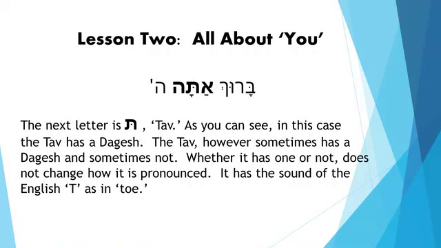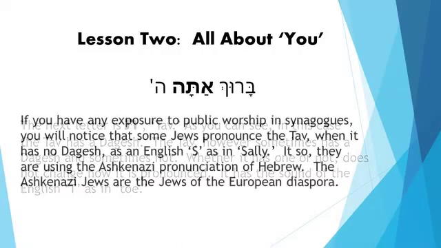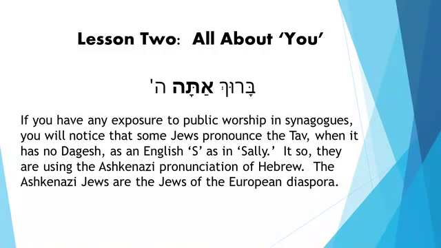The next letter is taf. As you can see, in this case, the taf has a dagesh. The taf, however, sometimes has a dagesh and sometimes not. And whether it has one or not does not change how it is pronounced. It has the sound of the English T as in toe. If you have any exposure to public worship in synagogues, you will notice that some Jews pronounce the taf, when it has no dagesh, as an English S, as in Sally.